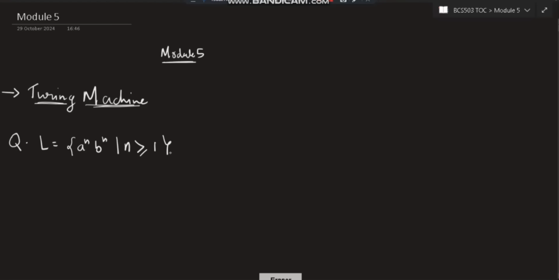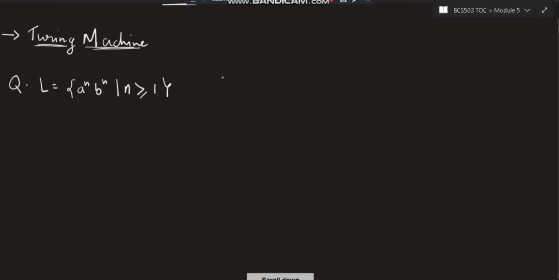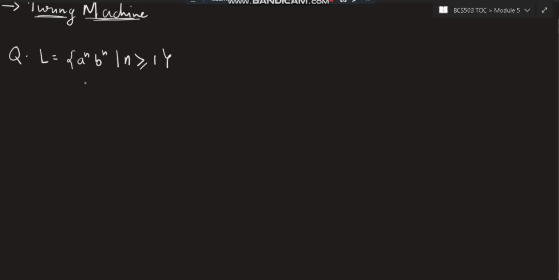L is equal to a^n b^n, and now we have to solve it using a Turing machine. Let me give you a brief overview. In a^n b^n, n is greater than or equal to 1. What are the strings that can be formed? The least string is, if n is equal to 1, ab. If n is equal to 2, it will be aabb. If n is 3, it will be aaabbb, and it will keep on going. These are the strings, and we have to design a Turing machine for that.